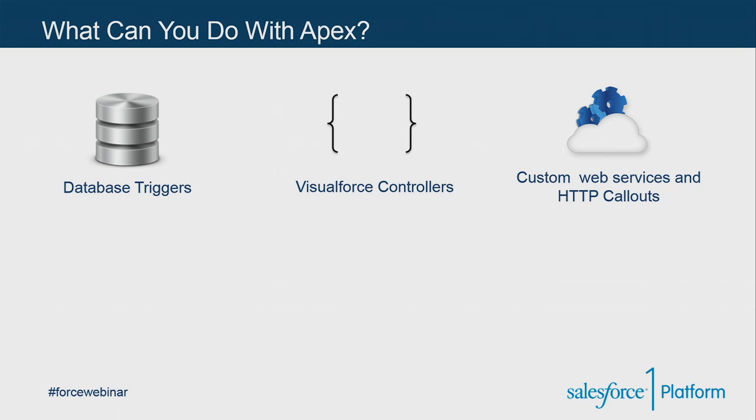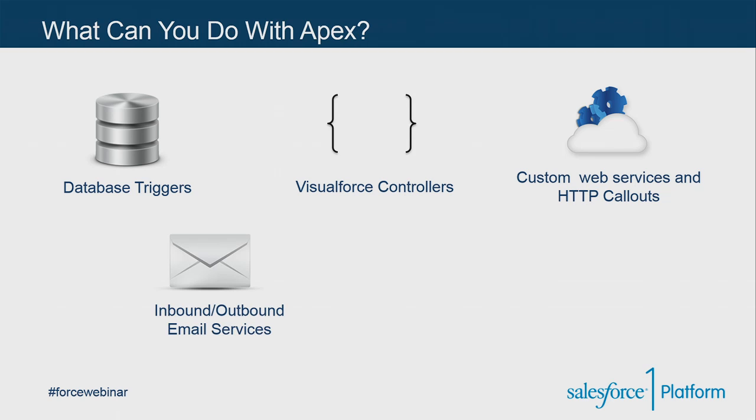Custom web services and HTTP callouts. Again, that's the REST API. If you want to go and fetch data or send data to another Salesforce org or to any other cloud service, you can do that with the custom web services.